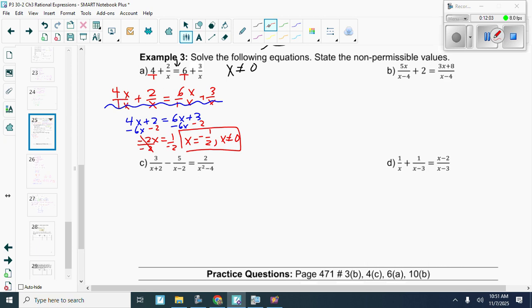Okay, there's one solution for this. When you have just a single x, there's always going to be one solution. When we have an x squared, there could be 2 solutions, there could be 1 solution, or every once in a while there could be 0 solutions based on our non-permissible values.